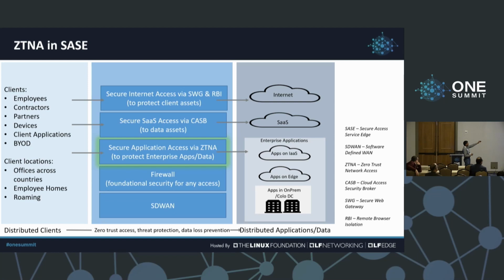Just to complete the picture, there's something called CASB, Cloud Access Security Broker. It is meant to secure the data of the enterprise in SaaS services, right? And the topmost one is internet access. Here you want to secure your employees from going to malware sites or phishing sites and things of that nature. So that's secure internet access. Today, my presentation is about ZTNA, Zero Trust Network Access.